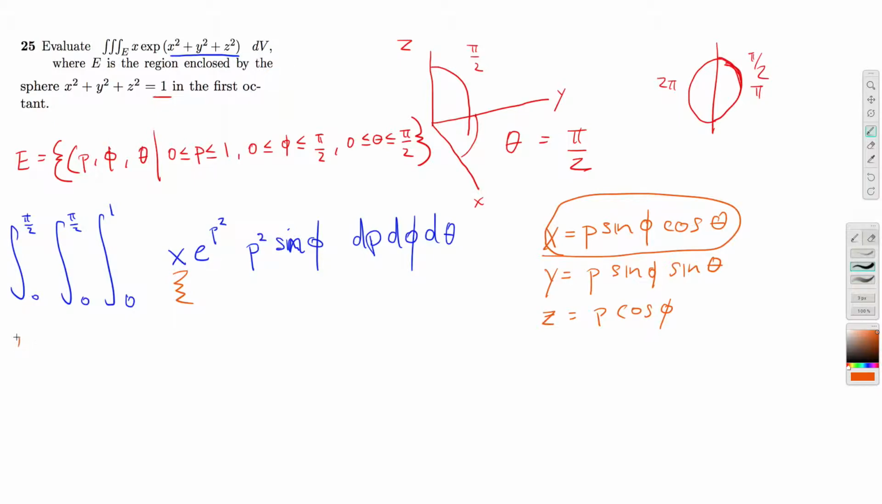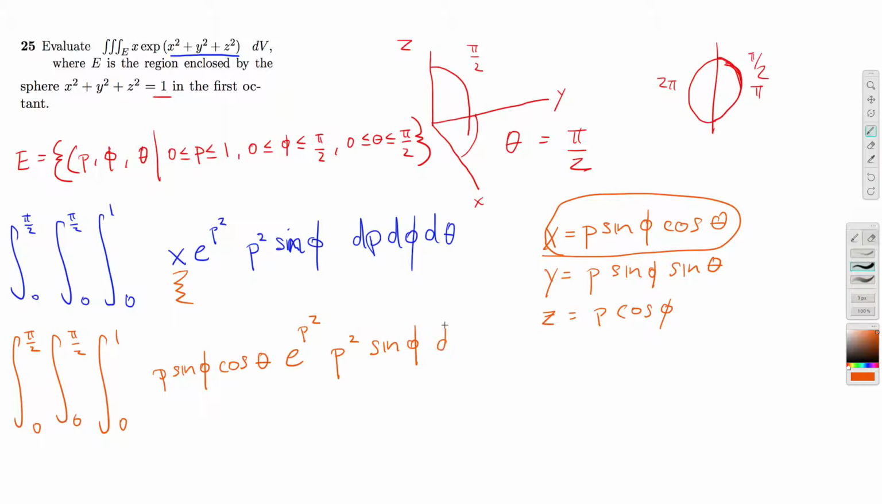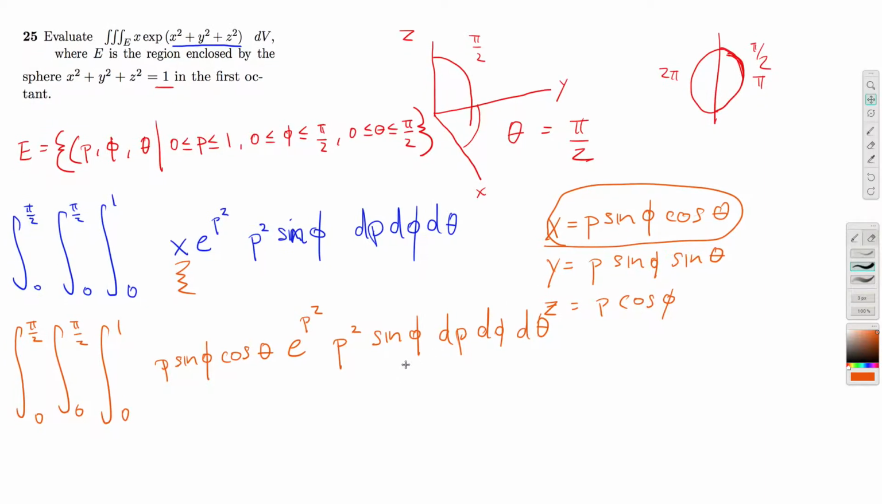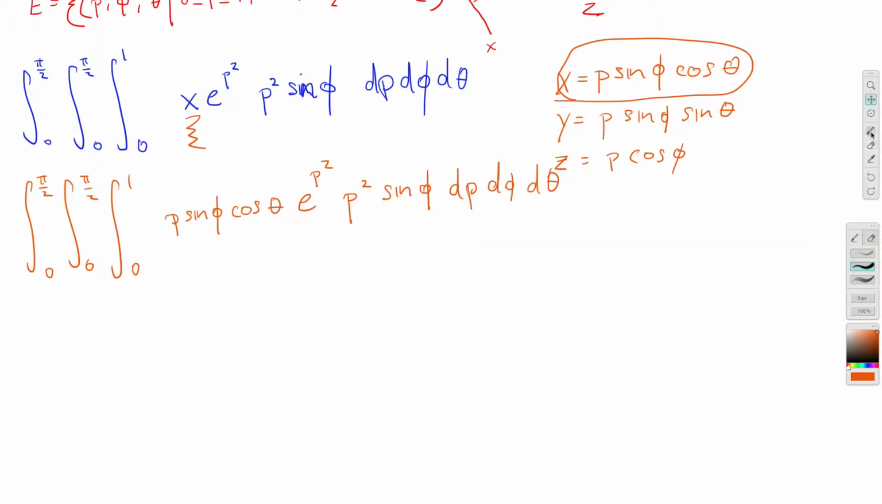So if you write out the question again, you get pi on 2, 0, pi on 2, 0, 1, 0, rho sine phi cos theta, e to the rho squared, times rho squared sine phi d rho d phi d theta. Oh, I keep saying the wrong thing. Stop. I need to stop talking. That would defeat the purpose of these videos, wouldn't it?